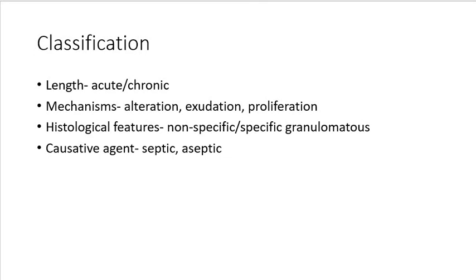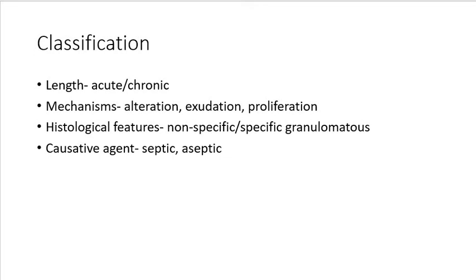It can also be classified according to histological features, and the vast majority is non-specific. It's not possible to trace the etiology, but there is also specific granulomatous inflammation, which is found in tuberculosis, in leprosy, syphilis, tularemia, brucellosis, cat scratch, sarcoidosis, and many others. But still, the vast majority is mostly non-specific.